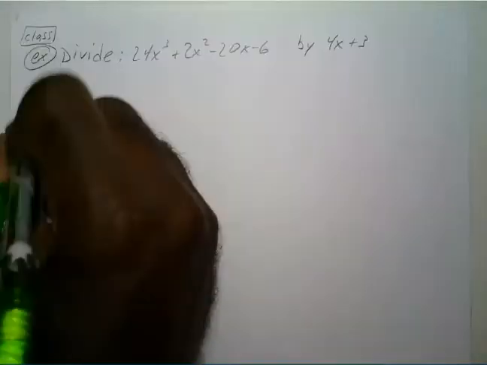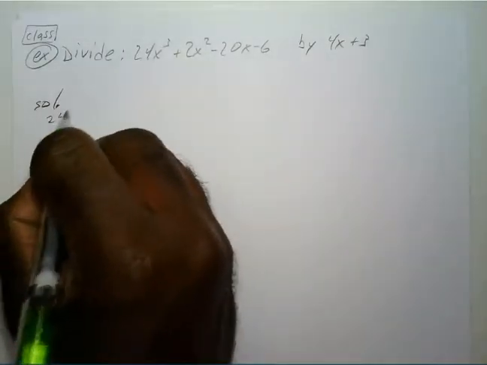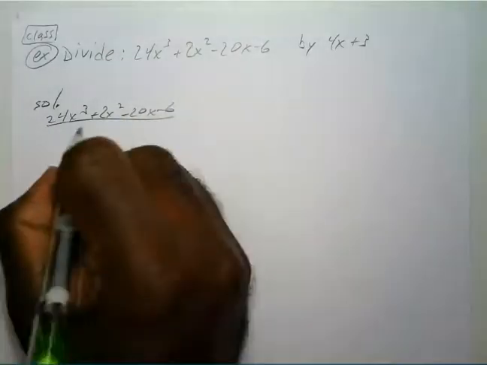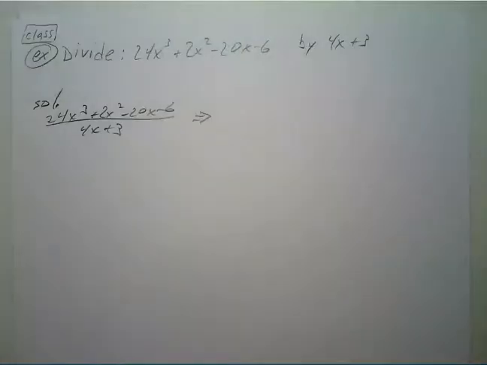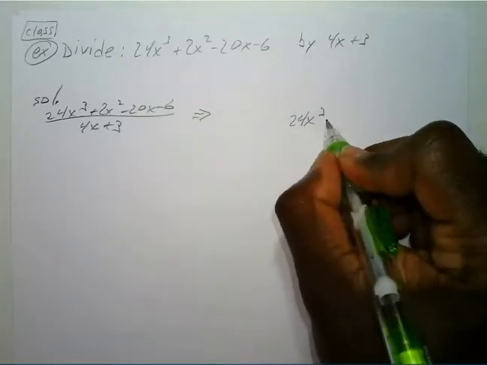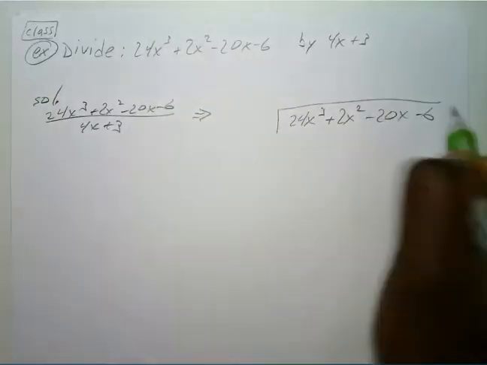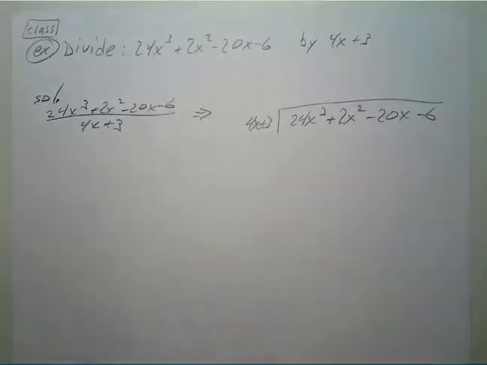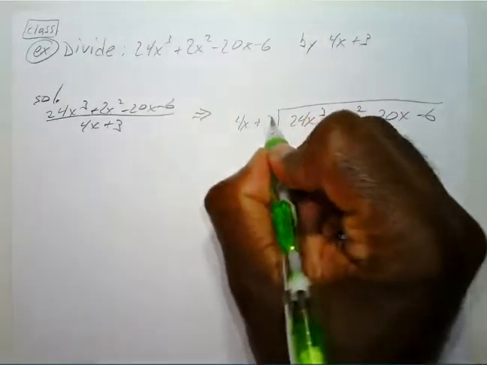All right, so I'm assuming you've paused it and you've worked it out. Okay, so remember, this is just 24x to the third plus 2x squared minus 20x minus 6 divided by 4x plus 3, which we are going to rewrite. Okay, so that becomes 24x to the third plus 2x squared minus 20x minus 6 divided by 4x plus 3. I'll give that a little more room. There we go. That looks a little better.